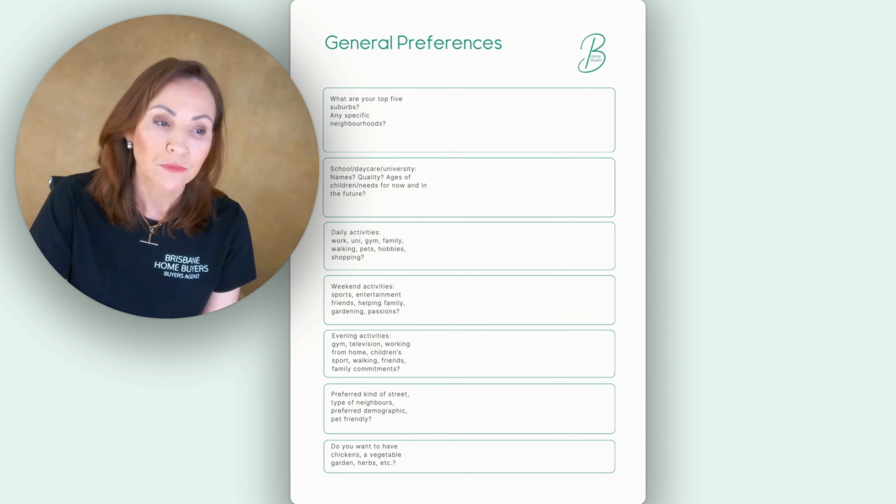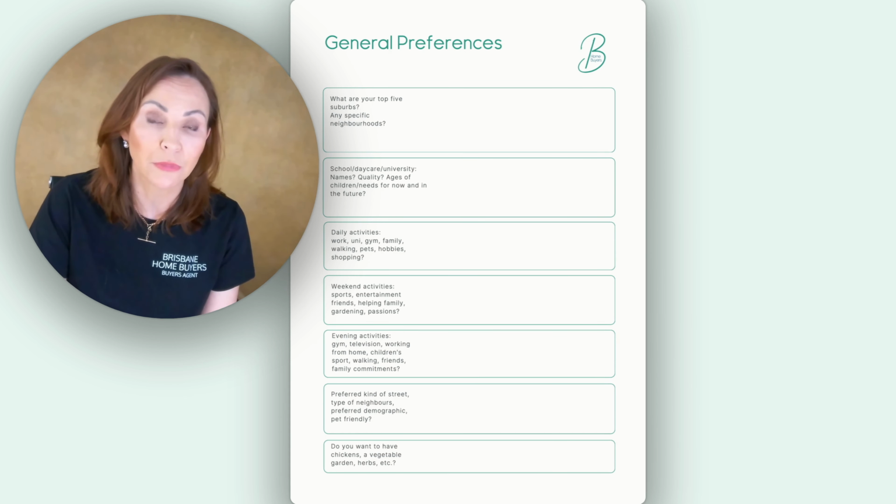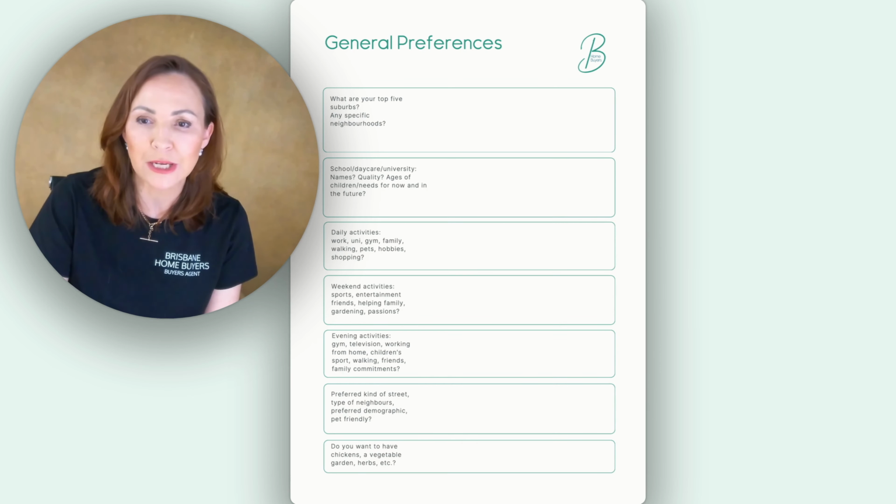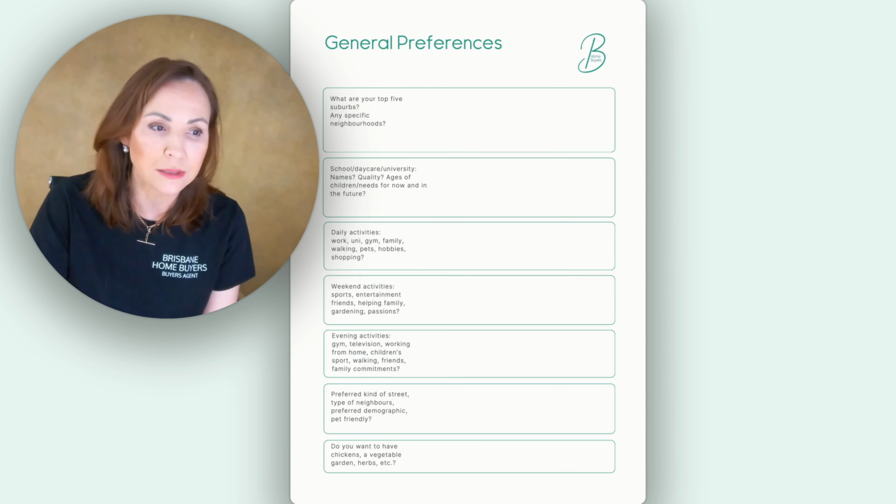Daily activities. What do you tend to do? Do you happen to go to the gym every second day? Do you need to be close to uni because you are there a lot? Do you have any pets, hobbies, shopping? What particular shops do you need near? Maybe you've got medical and health issues that need you to be near specific medical or health amenities.